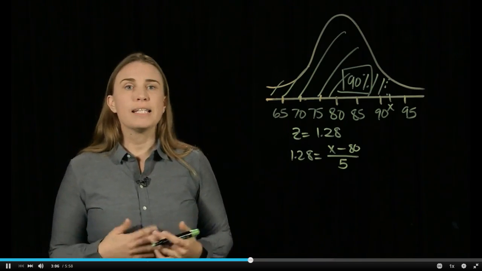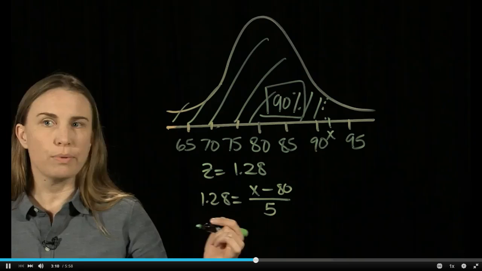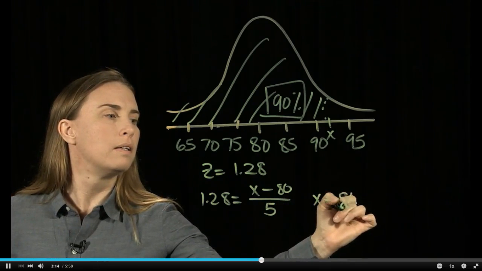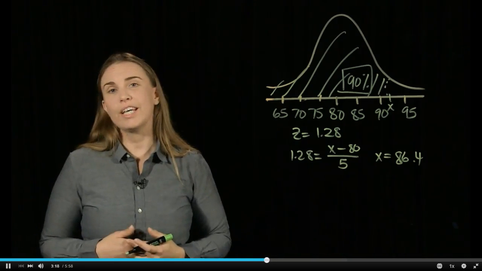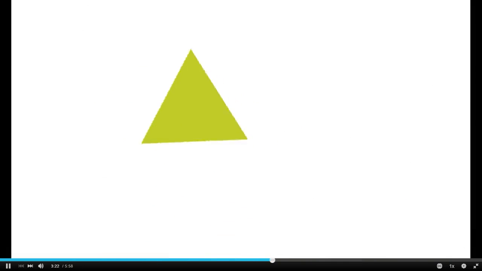We'll multiply both sides by 5 and then add 80 to solve for x, and we get that x equals 86.4. This is the score that you would need to score better than 90% of the class.